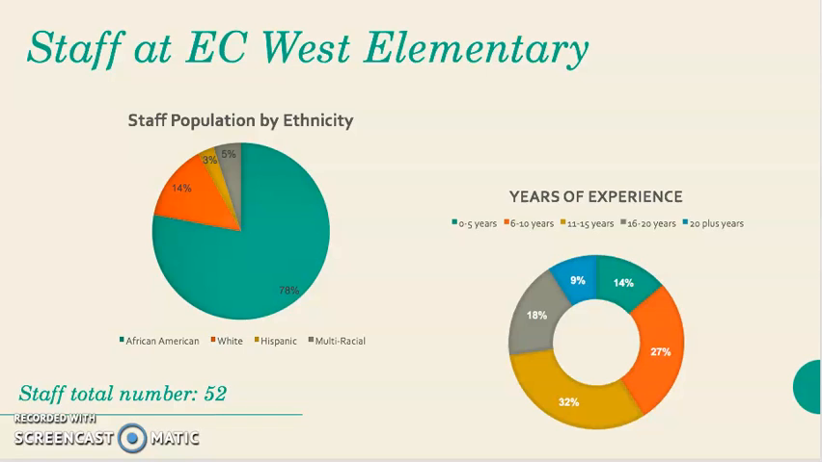To the right, we have a graph to show the years of experience of our teachers. We have a little bit more than half of our teachers whose experience levels range from 6 years all the way to 15 years, with the majority of our teachers in the 11 to 15 year range, and then the 6 to 10 year range is closely behind at 27%.